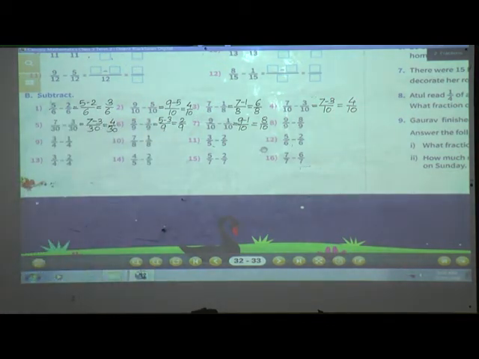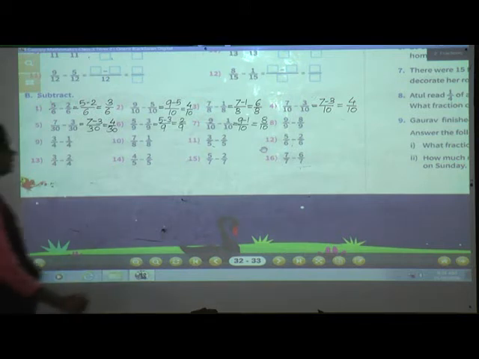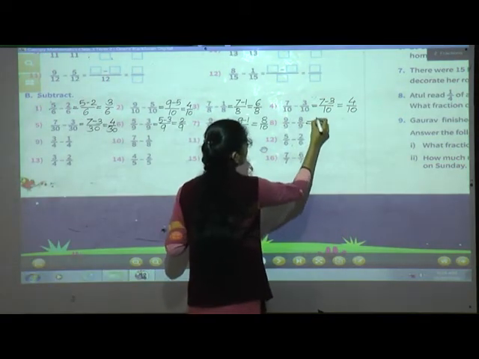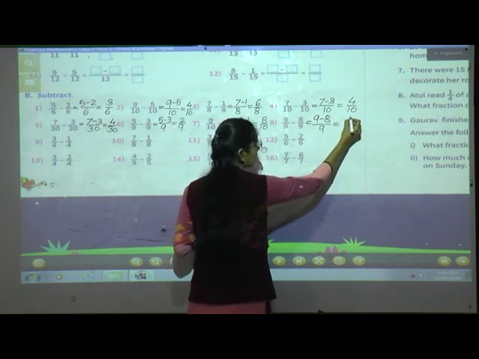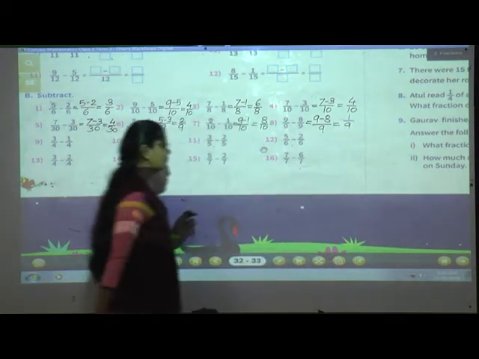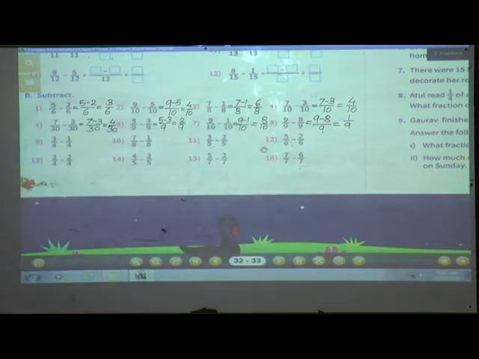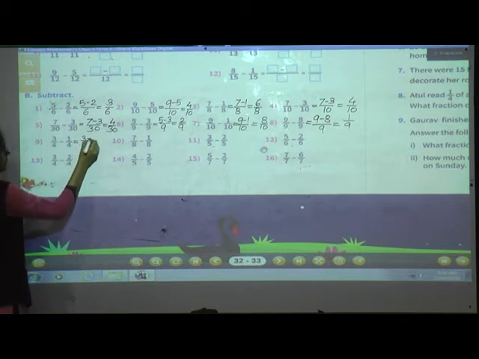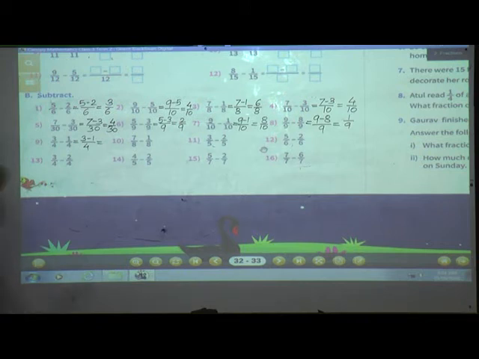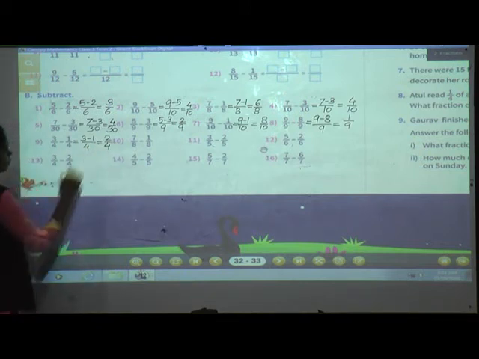Next, 8th number, 9 by 9 minus 8 by 9. 9 minus 8 by 9 is equal to 9 minus 8, 1. 1 by 9. Next, 3 by 4 minus 1 by 4 is equal to 3 minus 1 by 4 is equal to 3 minus 1, 2. So the answer is 2 by 4.